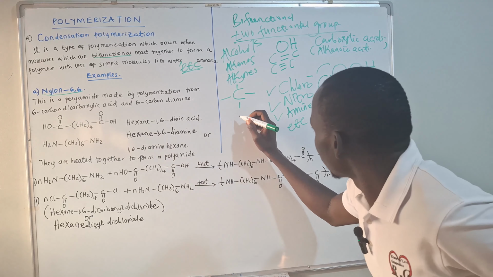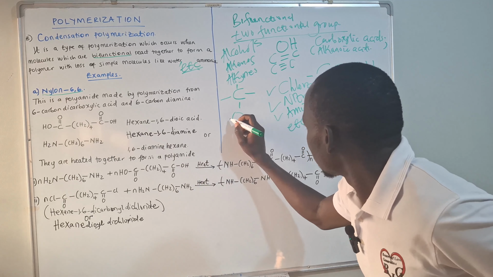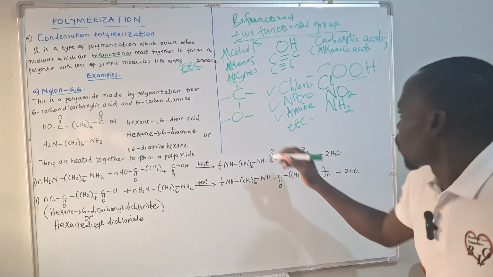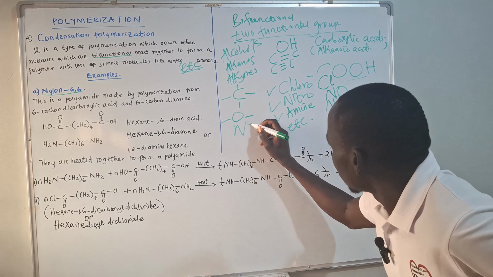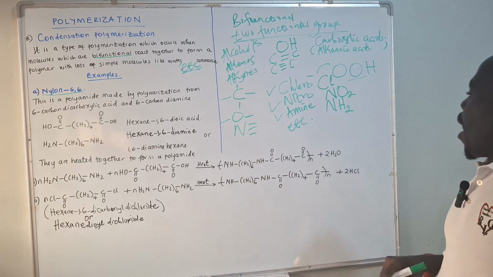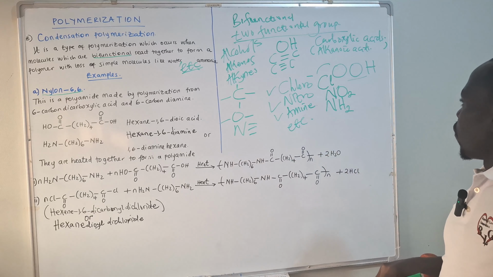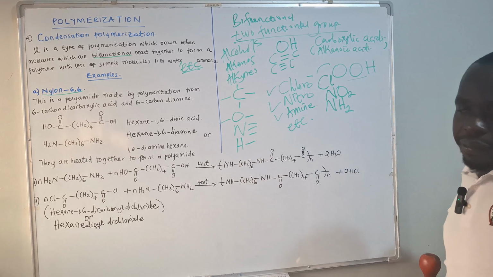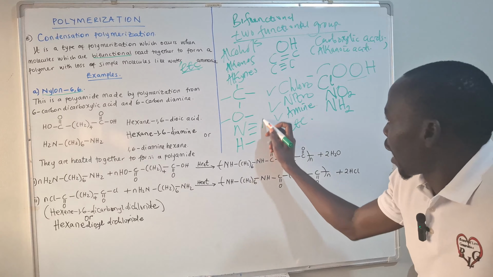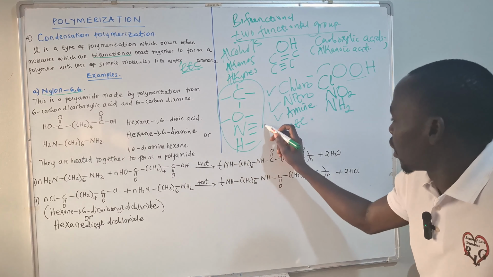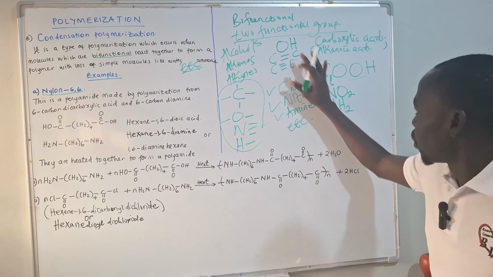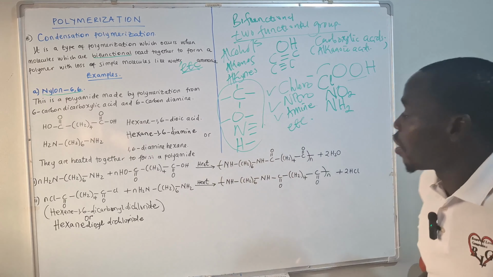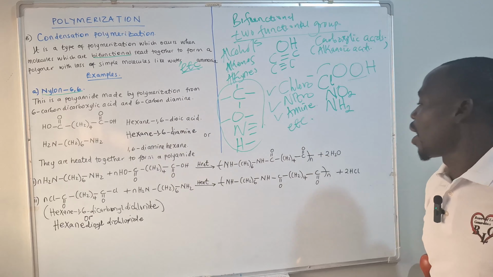Then for oxygen, we say it has 2 bonds. Then also for nitrogen, we say it has 3. And then we say hydrogen is just like that. So the moment you know this part in organic chemistry, and you also know something to do with functional groups, you're good to go. Because this is what you're going to deal with here.